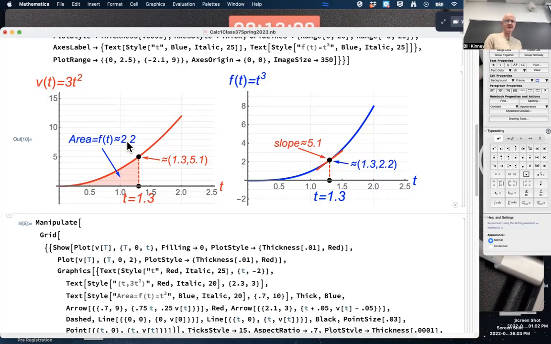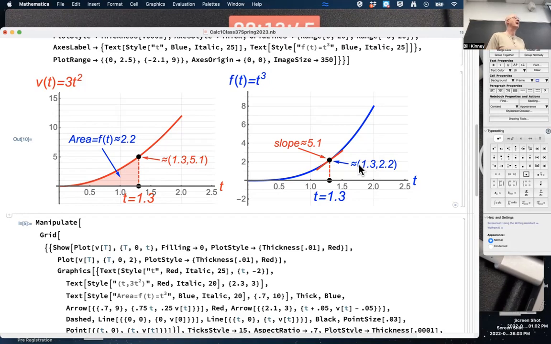You should maybe check to see if this seems right. If this were a triangle going up like this, its base would be 1.3 and its height would be close to 5. One half base times height. Let's see, 1.3 times 5 would be what? Like 6.5. Half of that would be 3.25. This is not a full triangle, so its area has got to be less than 3.25. It turns out to be about 2.2. The area under that velocity is the value of the position graph, 2.2, when t equals 1.3.